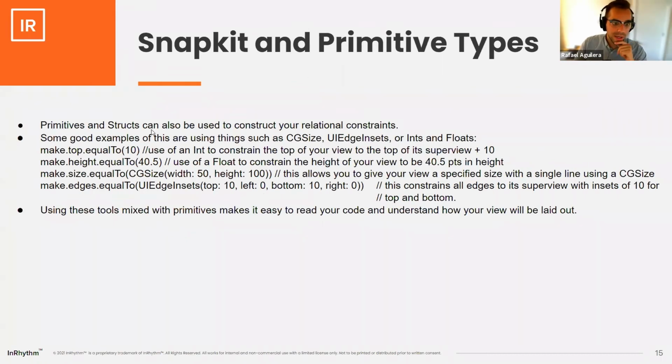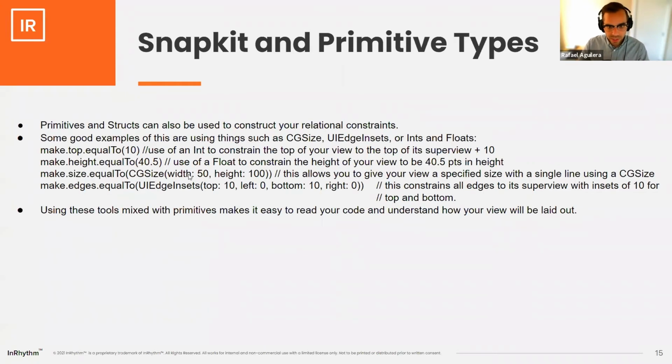Primitives and structs can be used to construct your relational constraints. Some really good examples, which you've already seen a few, are CGSize, UIEdgeInsets, ints, and floats. So for example, I'll give you some examples here. You can make the top equal to 10, which is using an int to constrain the top to the superview, whatever view it's a subview of, and then it adds padding of 10 points to it. You can go as far as 0.5 if you use a float. So same concept.